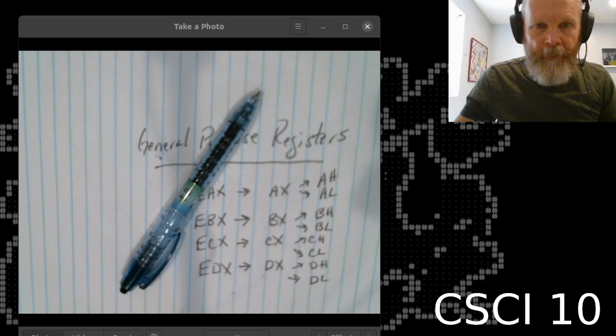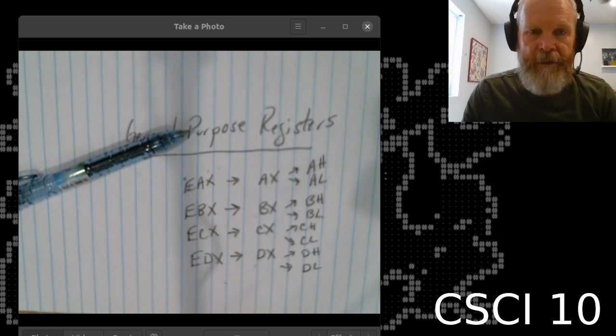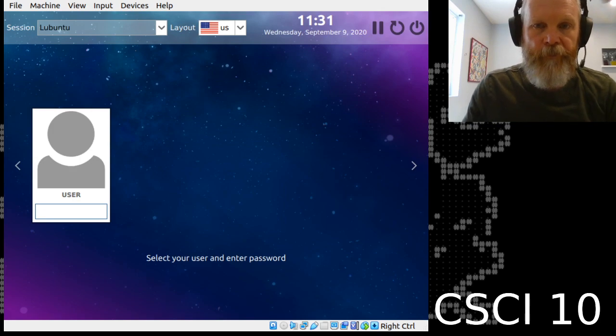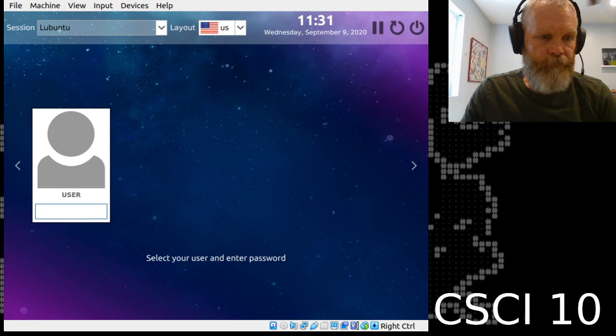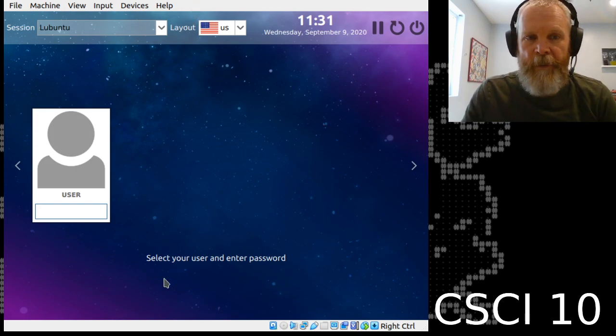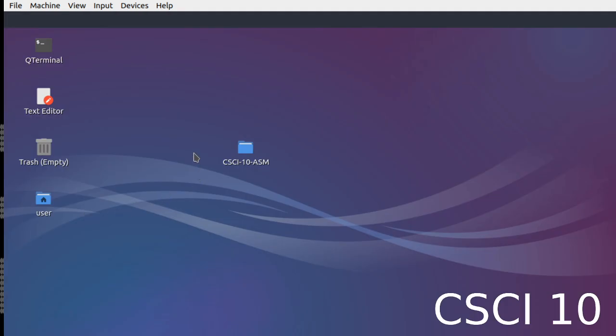Okay, so there's my little crude pictures. Now let's see what it feels like to do this with a little bit of software. All right, so I already started up my Ubuntu, entered my password, and pressed enter to log in. And then I'll go through the same routine.